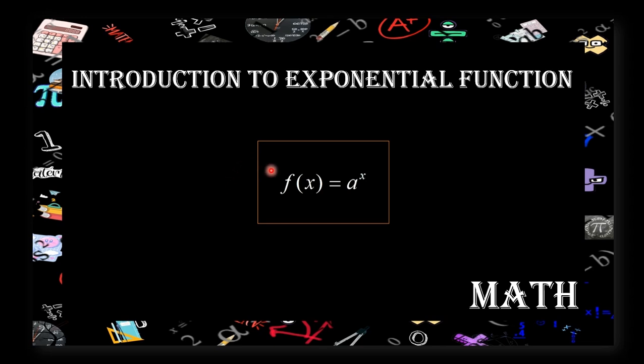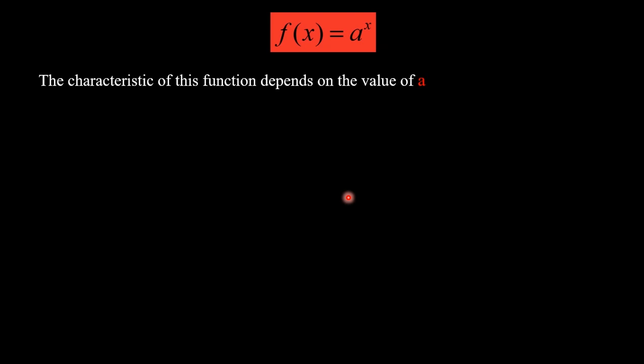Exponential functions are defined as f(x) = a^x. In this function, a is a constant parameter. The characteristic of this function depends on the value of a. In this case, if a is greater than 1, for example, f(x) = 2^x.